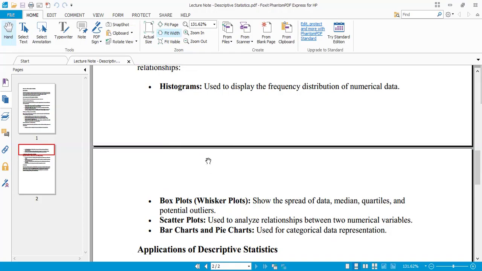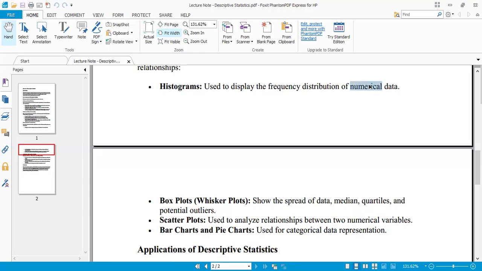These are the most commonly used. Okay, let me start from the top. We have the histograms. Histograms are used a lot. What are histograms used for? They are used to display the frequency distribution of numerical data. Histograms are used mostly for grouped numerical data.